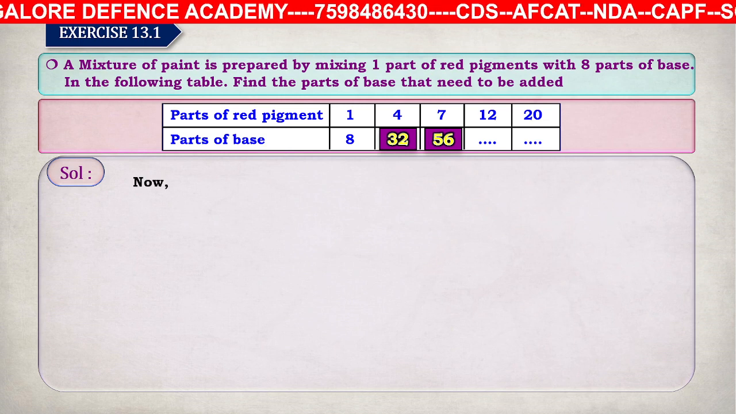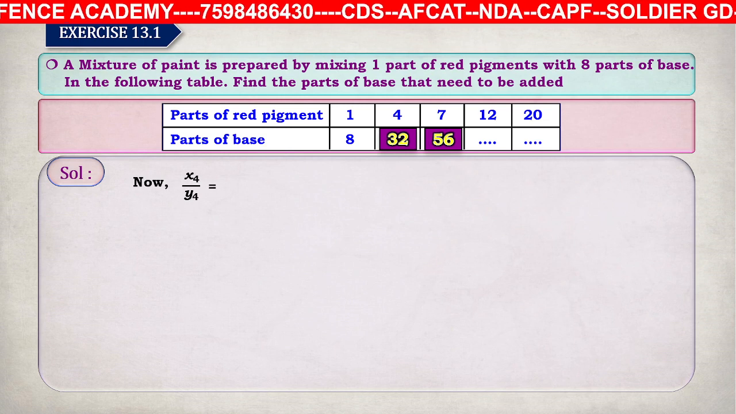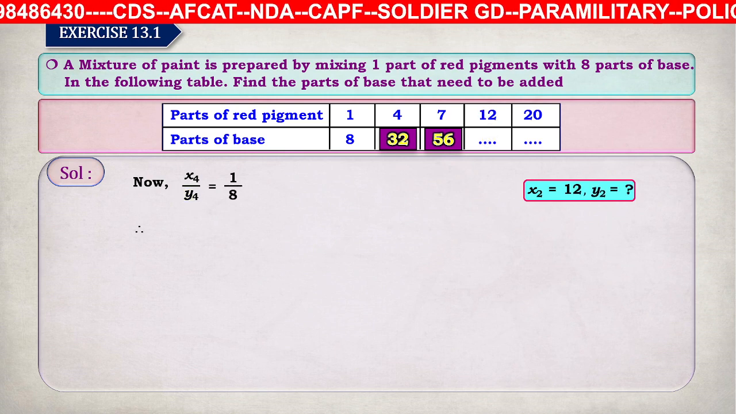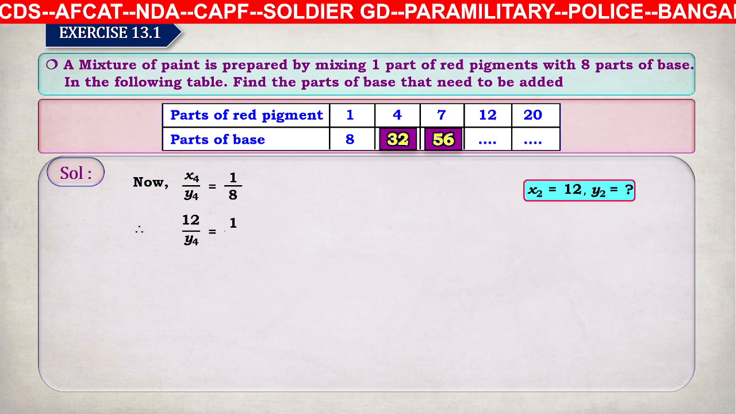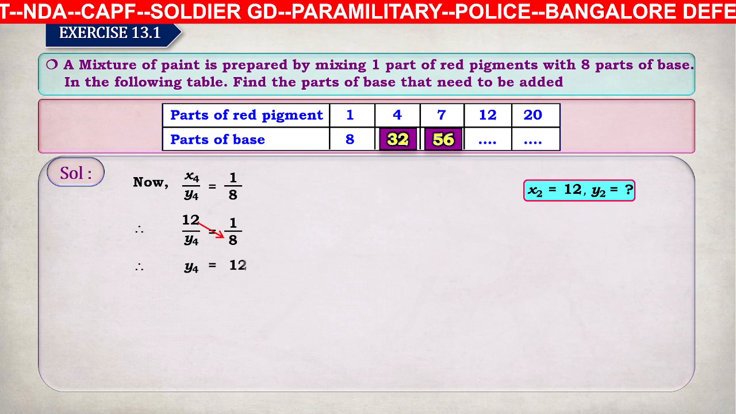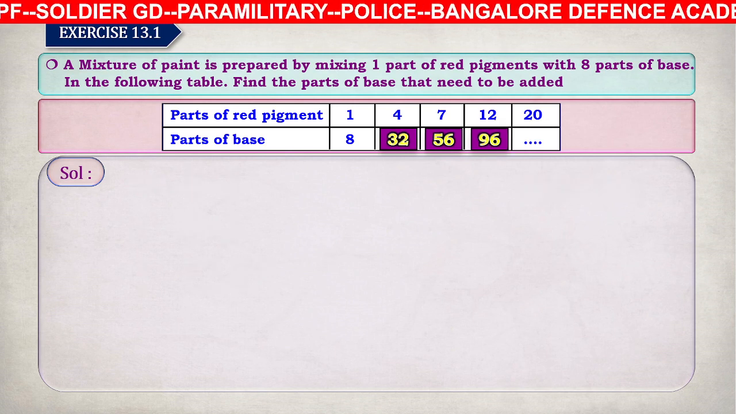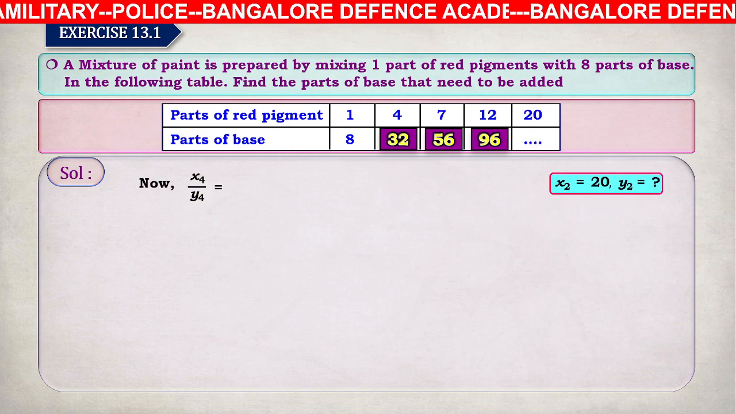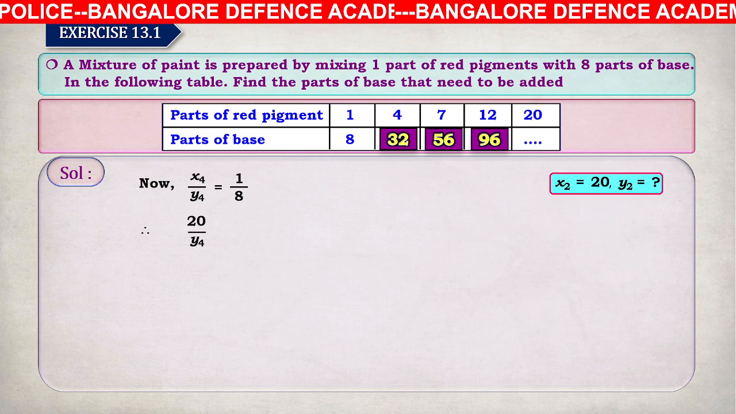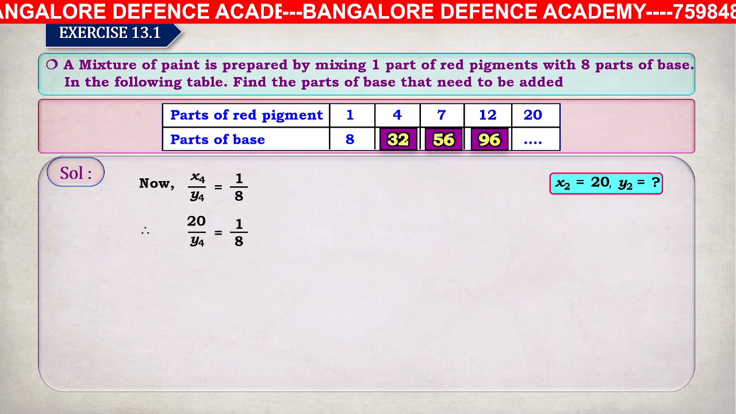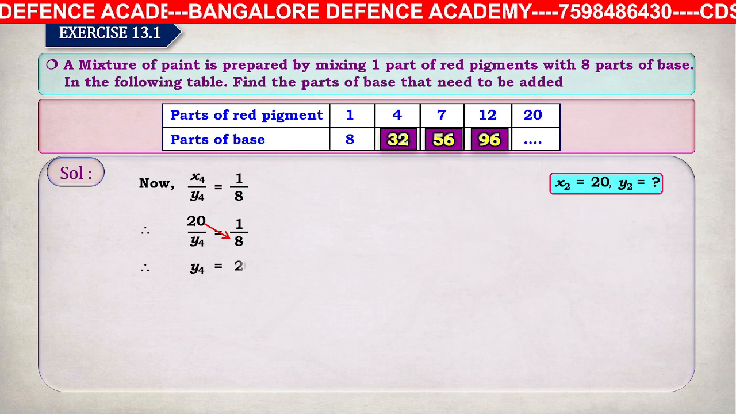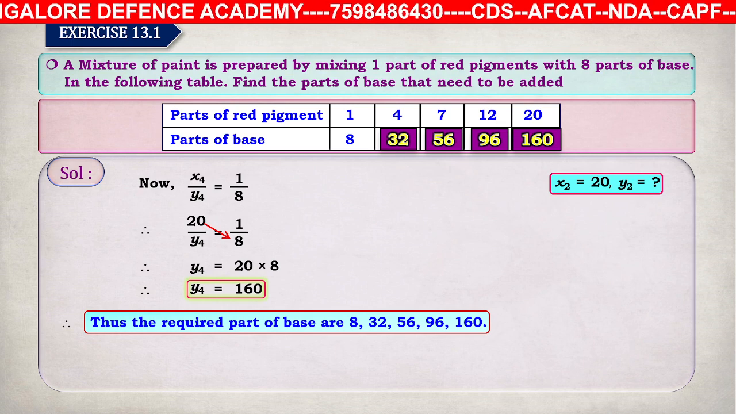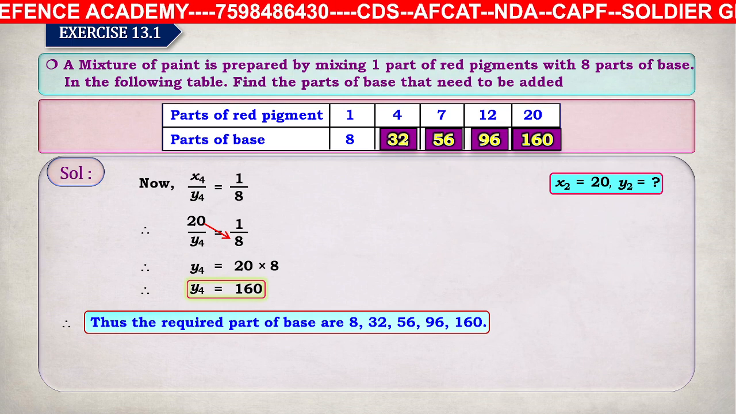Okay, next I have to find the value of y4. So again I'll take 1 by 8, is equal to 12 by y4. Again cross multiply, you get the answer as 96. Okay, next x4 by y4, again you have to take 1 by 8, and now you have to take 20 by y4, and now you have to cross multiply. So when you cross multiply, you get 160. Okay, so this is how you are going to solve. Thus the required parts are the base 8, 32, 56, 96 and 160.